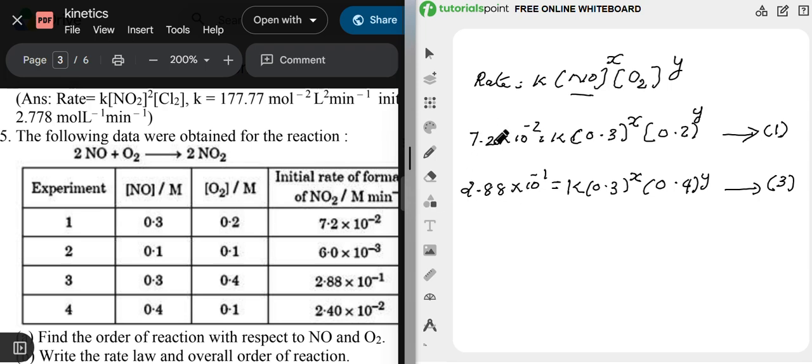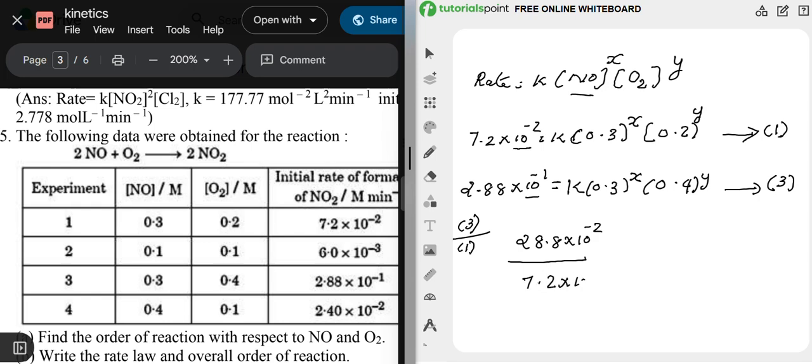Okay, now if I do equation 3 by 1, equation 3 divided by equation 1. Equation 3 is 2.88 into 10 raised to minus 1, and the first data is in the 10 raised to minus 2 order, right? So I will write this also in 10 raised to minus 2. That is 28.8 into 10 raised to minus 2 divided by, first you divide the left hand side.